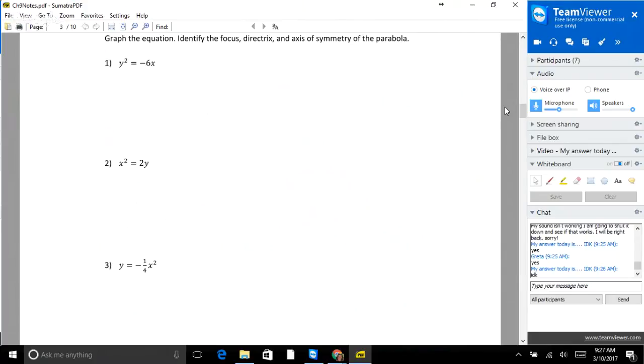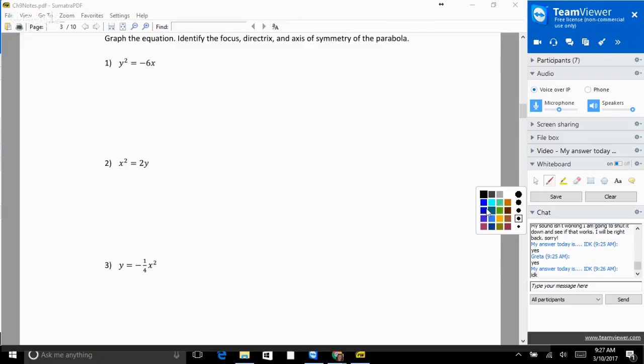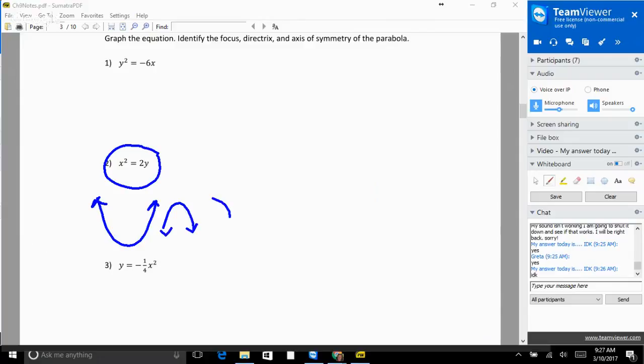Okay. So number 2 says x squared equals 2y. Whoa, it's my writing from before. x squared equals 2y. So, yeah, that's fine. So what kind of parabola is this going to be? Does anybody know just by looking at it? Is it going to open up or down or left or right? Does anybody have a guess? Daniel says up. I agree with Daniel.